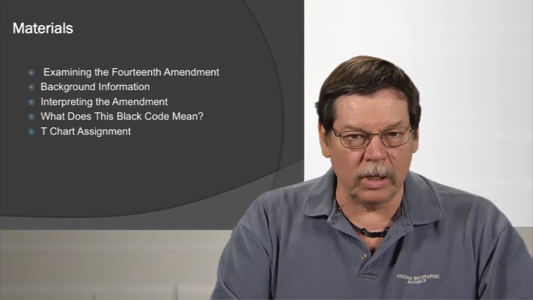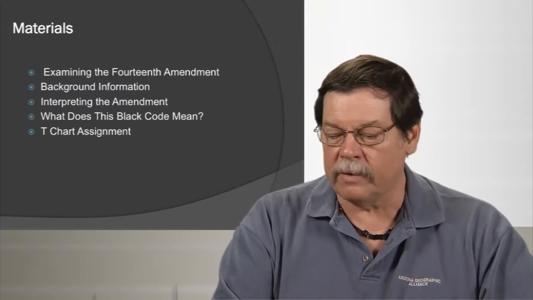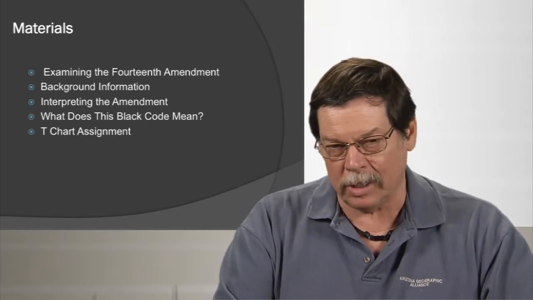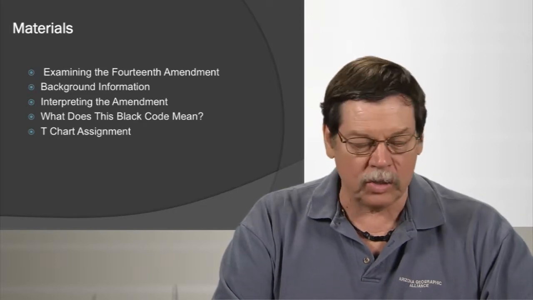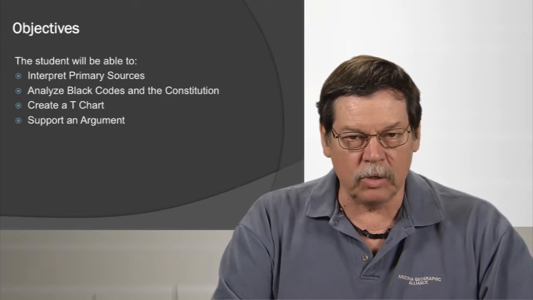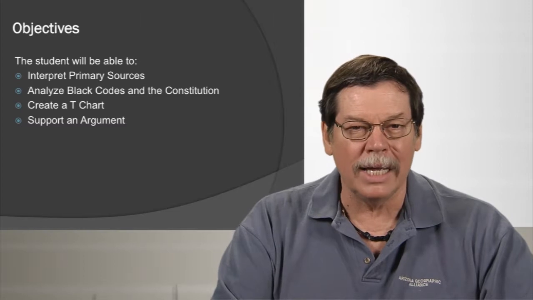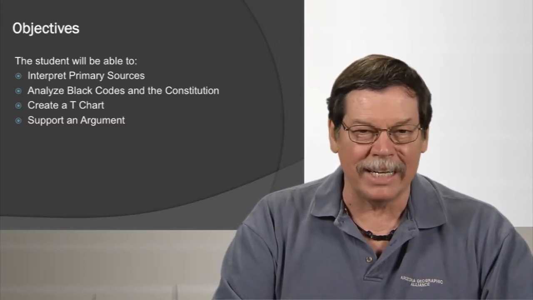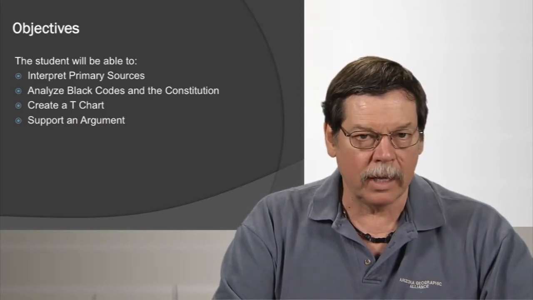The materials that you'll need for this lesson are the 14th Amendment. We're going to have some background information. We're going to have a sheet to interpret the amendments. We're going to look at some actual black codes, and then there's going to be a T-chart assignment. The objectives today: you are going to interpret primary sources, analyze black codes in the Constitution. You're going to create a T-chart, and that T-chart needs to support an argument.